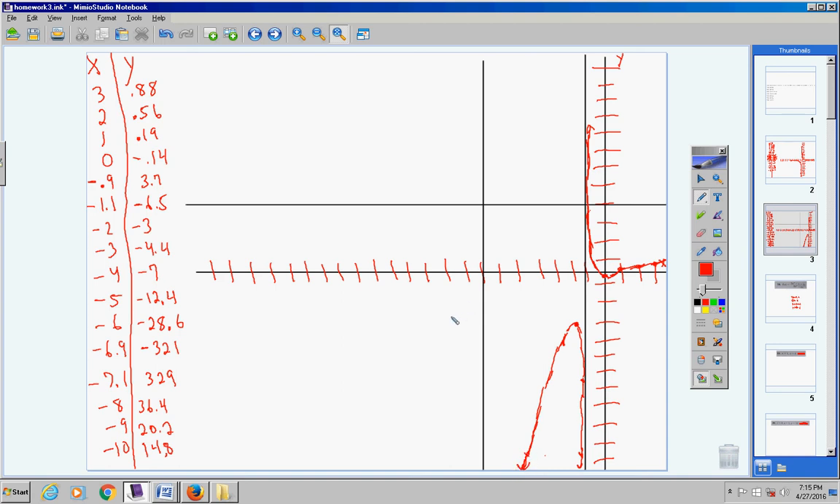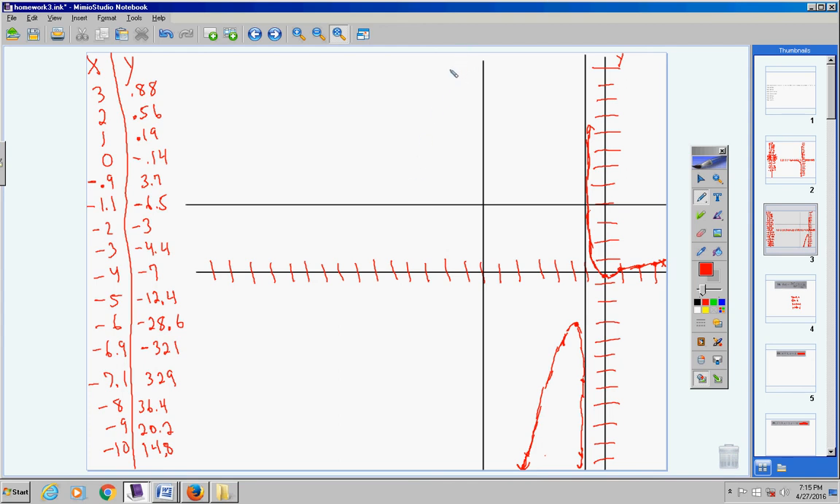Now, let's take a look at negative 7.1. Negative 7.1 is like 329 way up here. And negative 8 is negative 36.4. Negative 9 is negative 20.2. And negative 10 is negative 14.8. So it's going to be up here.